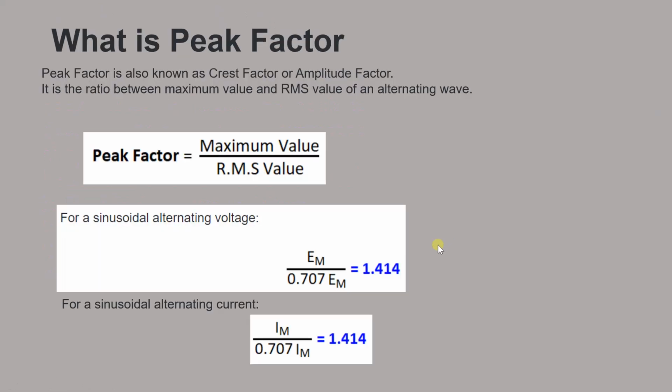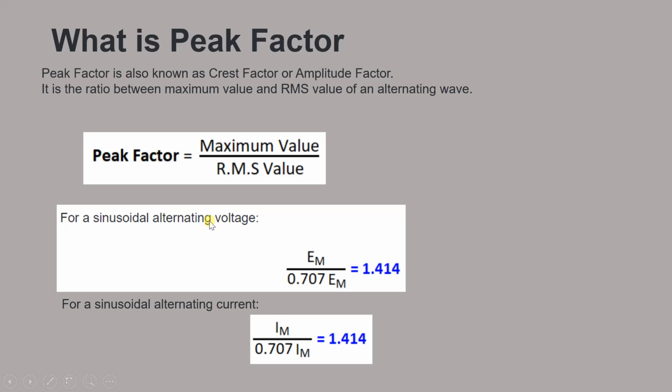The next term is the peak factor. Peak factor is also known as the crest factor or the amplitude factor. It is the ratio between the maximum value and RMS value of an alternating wave. Peak factor is equal to maximum value upon RMS value.